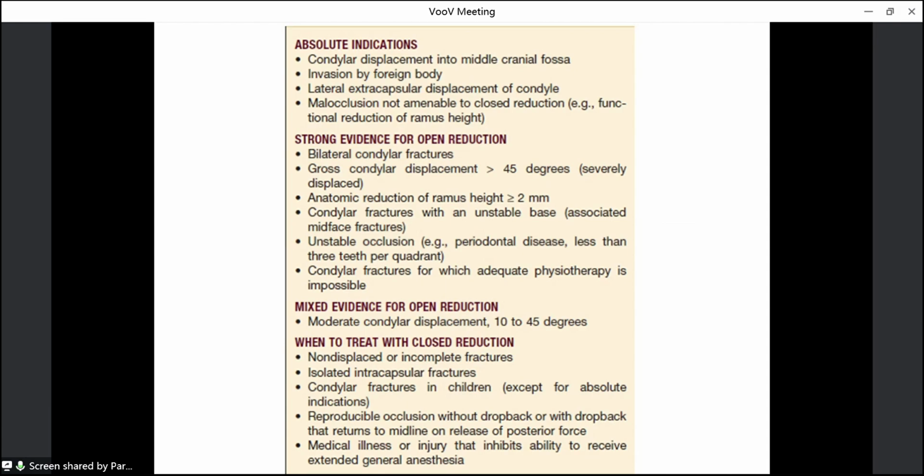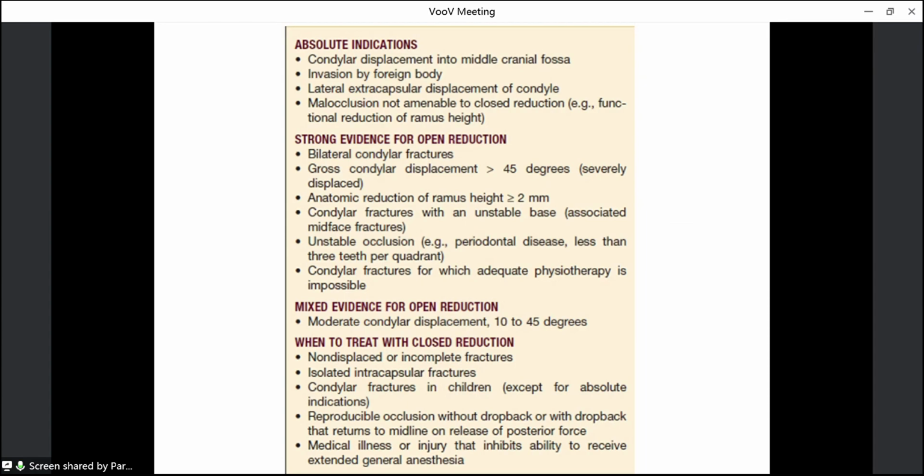So there are some guidelines on when to operate surgically, when you don't have to operate, when you have to operate non-surgically, or when you have to treat them by functional method. There are 4 conditions where there is an absolute indication for surgery. In these 4 conditions, you have to operate. You have no option. You can't treat such patients with non-surgical treatment or IMF, like condylar displacement in the medial cranial fossa.